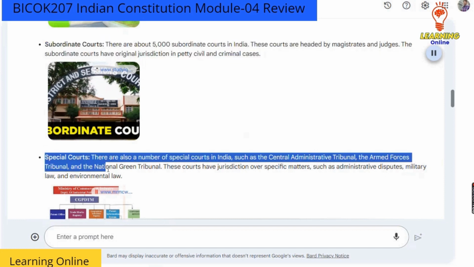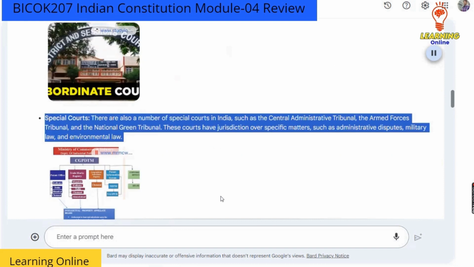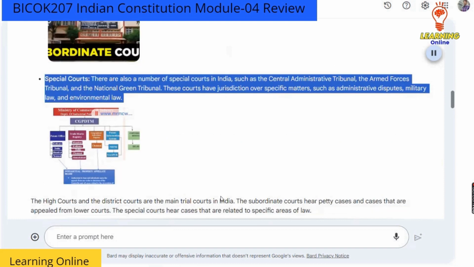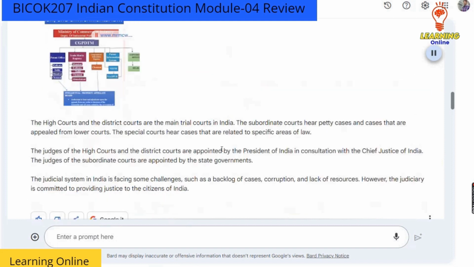Special courts. There are also a number of special courts in India, such as the Central Administrative Tribunal, the Armed Forces Tribunal, and the National Green Tribunal. These courts have jurisdiction over specific matters, such as administrative disputes, military law, and environmental law. Image of special courts in India.